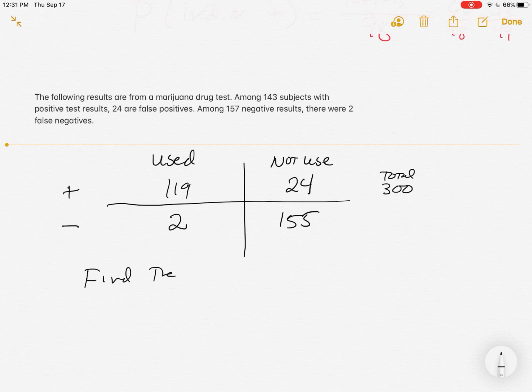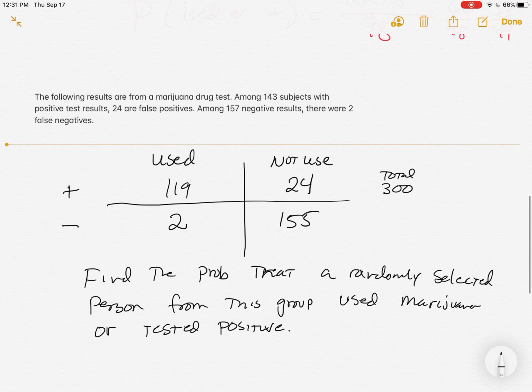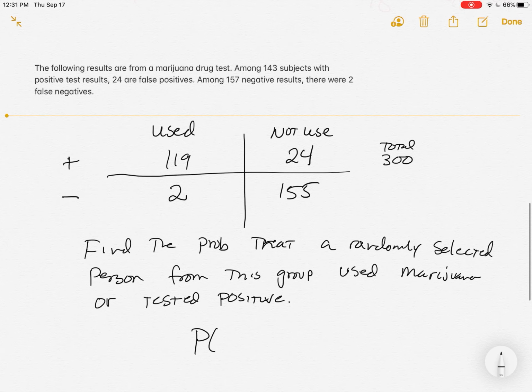Find the probability that a randomly selected person from this group used marijuana or tested positive. And they're going to feel exactly the same. So we already know our bottom number. So used or positive, our bottom number is 300 because we're going out of the 300 people.